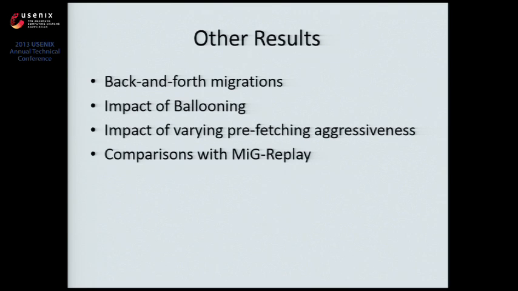What happens if you balloon and throw out less important pages before you apply MiG? We still found savings there. We also looked at the impact of varying aggressiveness of prefetching, whether more aggressive prefetching will hurt us. It does not. You can do as much prefetching as you want, and your savings will still remain. We also did this MiG replay, which is MiG but uses a replay VM to see whether we can do better. There are a lot more results in the paper, but I will not go into that for lack of time.